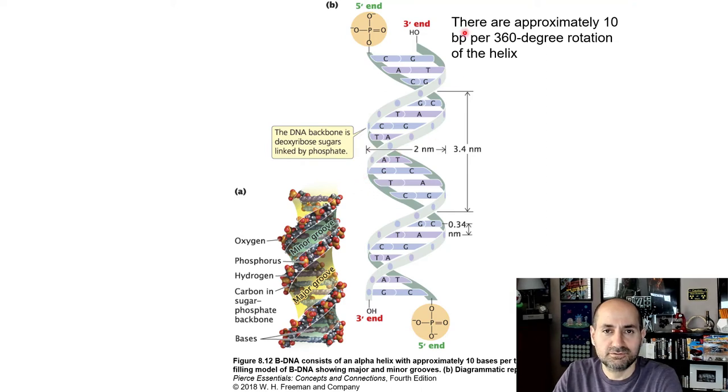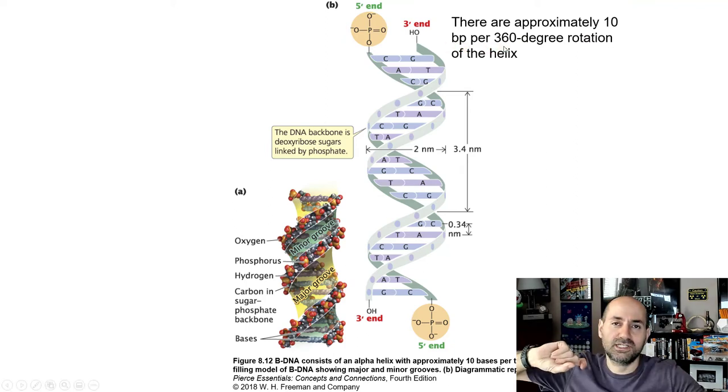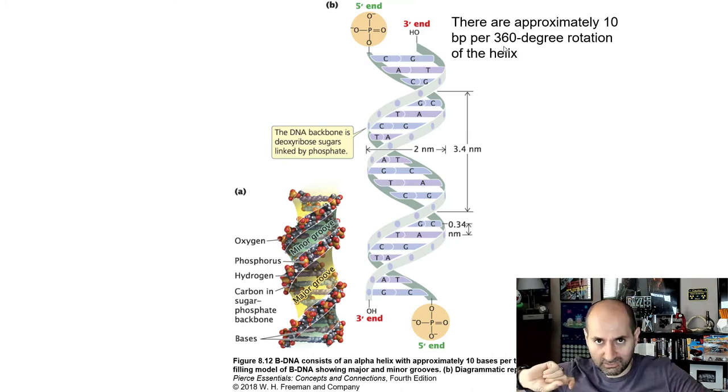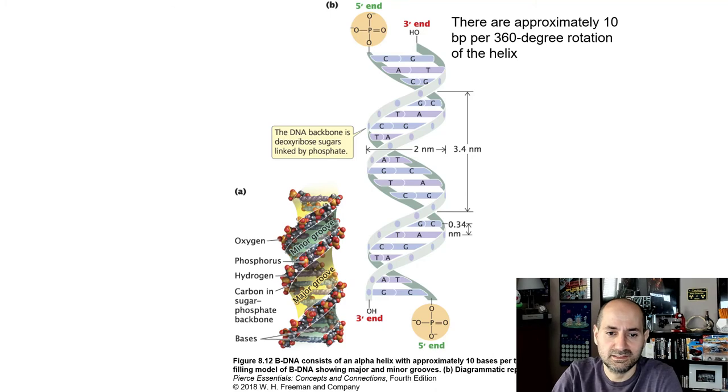Anyway, you have the major groove, the minor groove, right? And this is very important for you to understand. There are about 10 bases, 10 base pairs per 360 degree rotation. You need to know that. 10 bases per 360 degree turn in DNA. Very important. And do you remember, look at this again. Here's a good example of the 5' end of this strand.